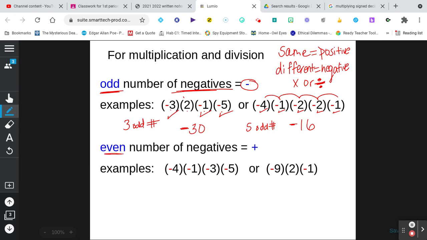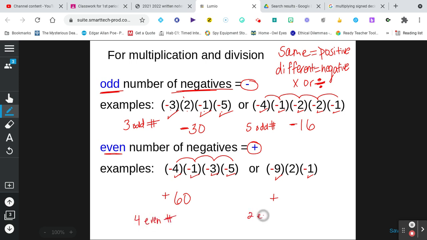But what about an even number of negatives if you're multiplying or dividing? You get a positive. So in this particular case, I have 1 negative, 2 negatives, 3 negatives, 4 negatives. I'm going to get a positive something. Well, 4 times 1 is 4. 4 times 3 is 12. 12 times 5 is 60, so I'm going to get a positive 60. You can do it that way. Here, look at this example. That's 1 negative, 2 negatives. So 2 is an even number, and 4 was an even number.